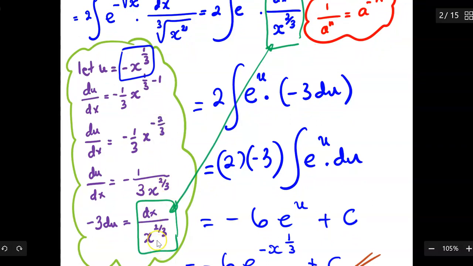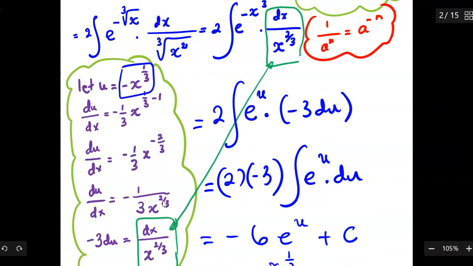And what you do in this case is manipulate this ratio so that you can match it with your differential factor right here, dx divided by x to the 2/3. So they are an exact match. Instead of writing dx over x to the exponent 2/3, you could write it with the expression on the other side of this equation, which is negative 3 times du. And then you replace the e to the exponent of x with u.